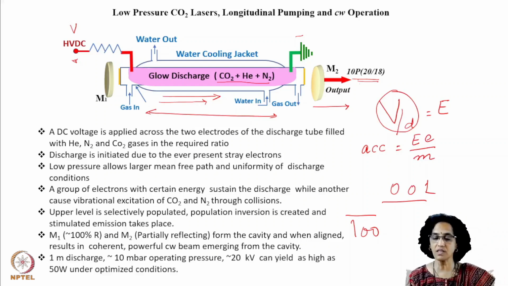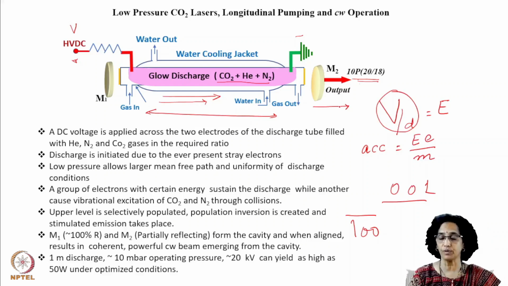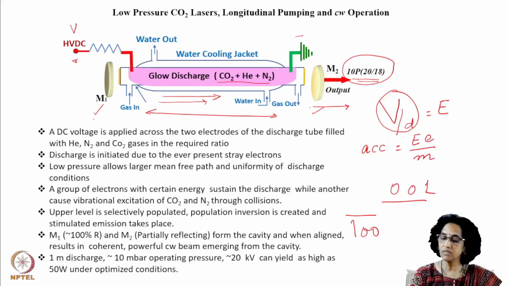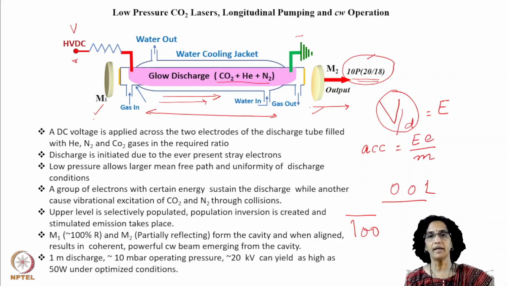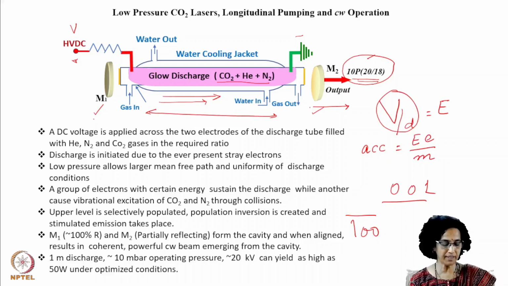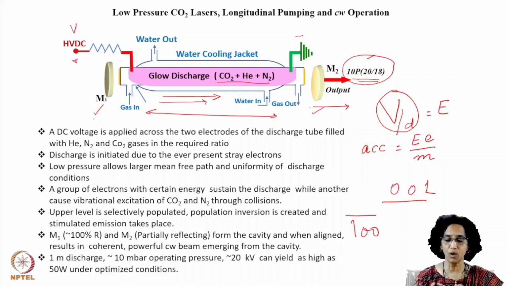Now, as we saw just now, this output normally would be on 10P18 or 10P20 if nothing else is done. For example, we have just used two mirrors. One is 100% reflecting, one is partially reflecting. So this would normally be on 10P18 or 10P20.